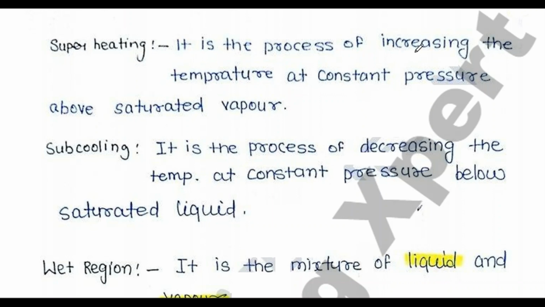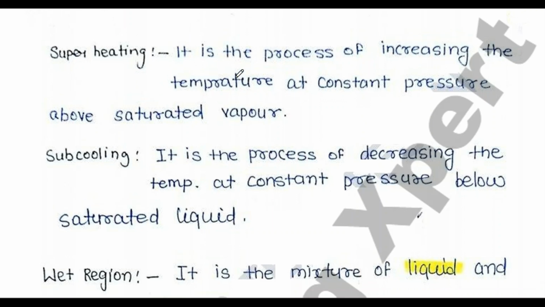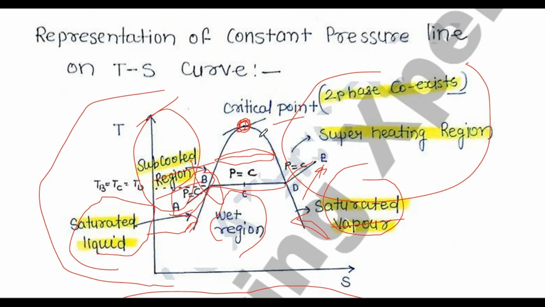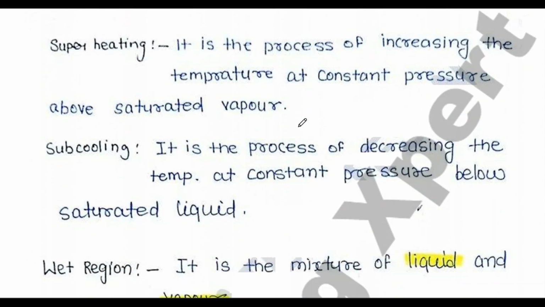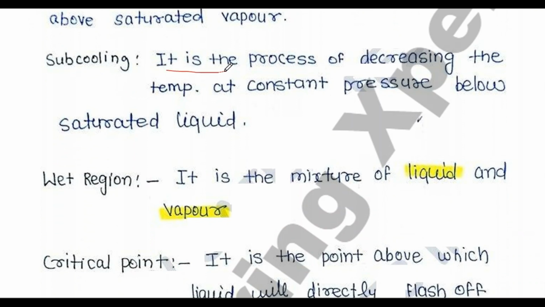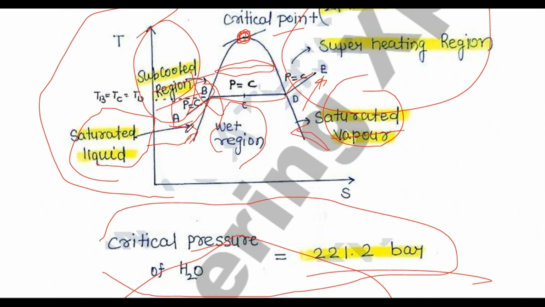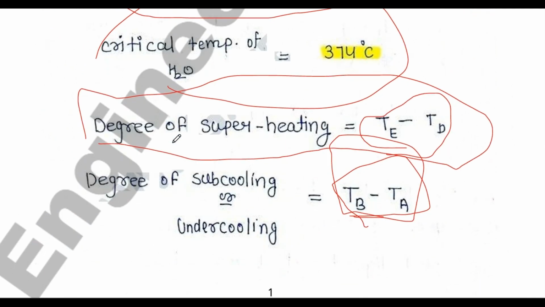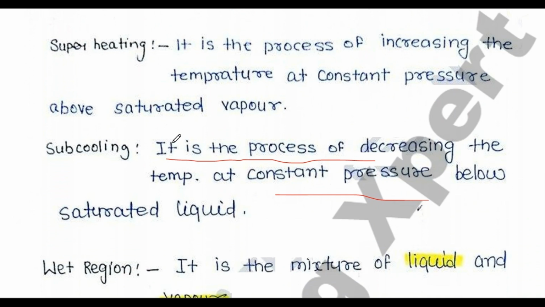Superheating is a process of increasing the temperature at constant pressure above the saturated vapor line. This is the saturated vapor line, and beyond it you get the superheating region. Similarly, subcooling is a process of decreasing the temperature at constant pressure below the saturated liquid line. On the left-hand side of this line we call it the subcooled region, and a further decrease in temperature is called the subcooling process.